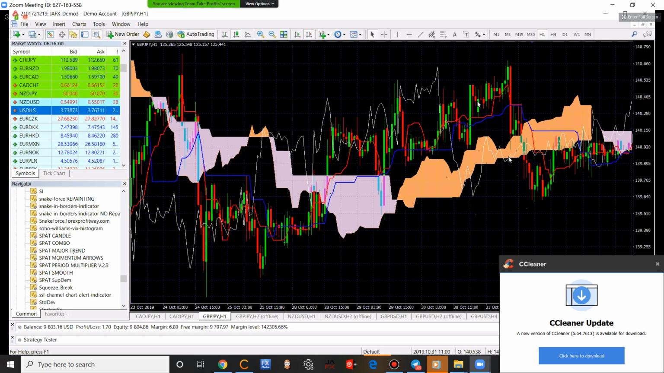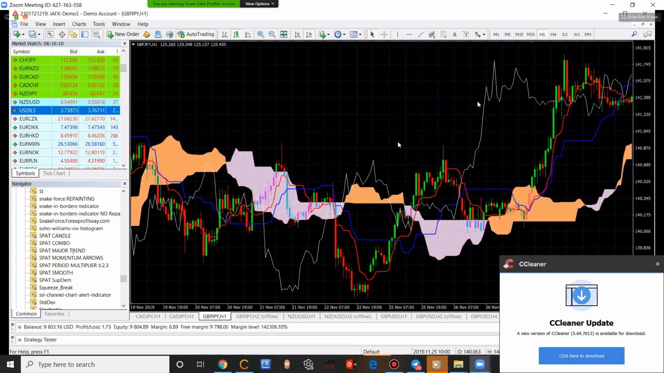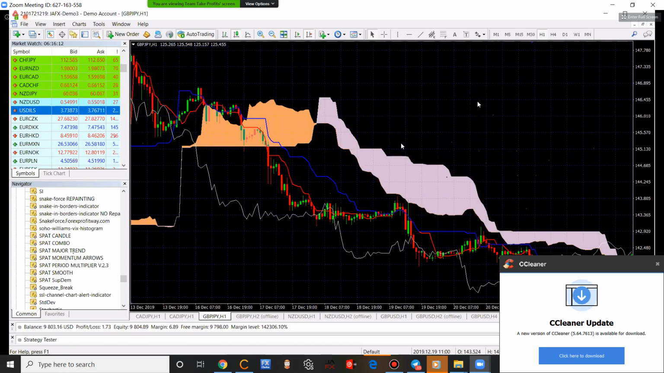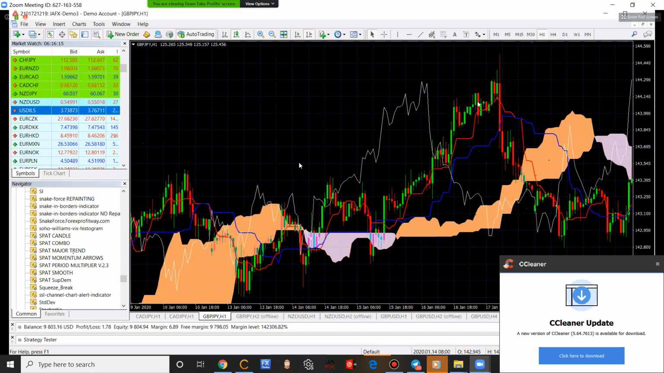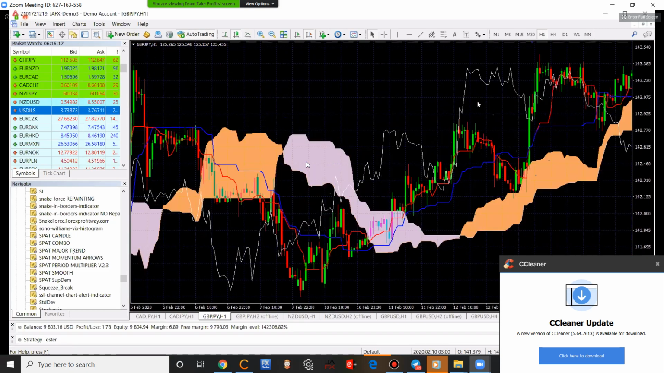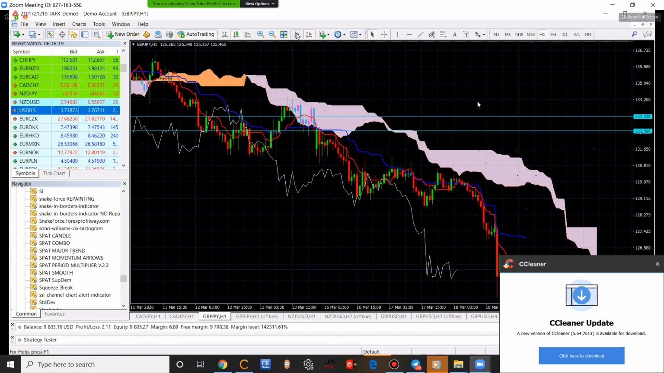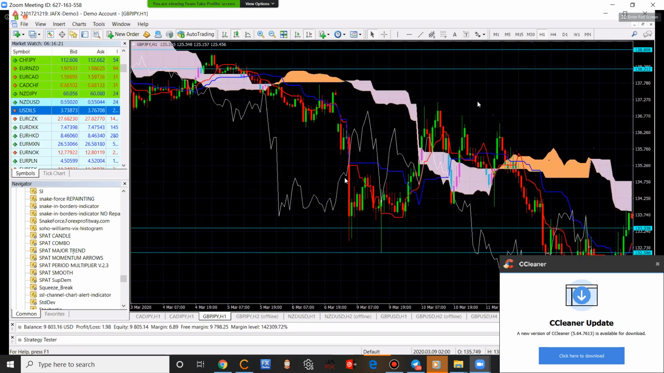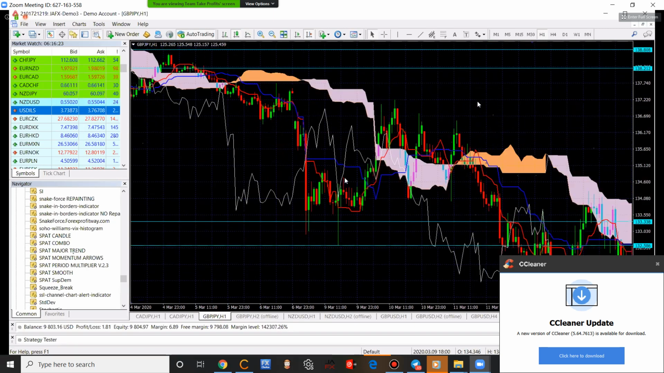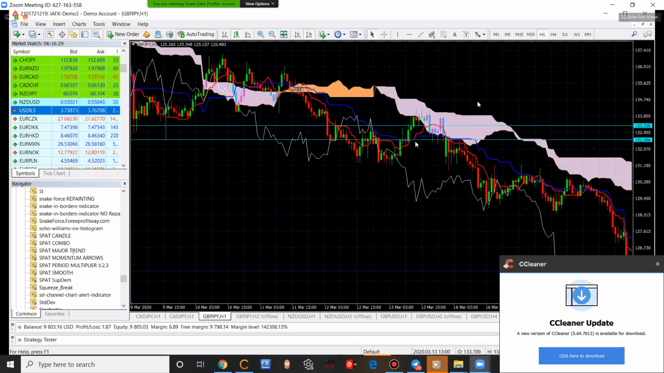Is it easy to trade with the Ichimoku when the volatility is so high? Yeah, you can trade any pair regardless. Ichimoku is good for trending markets. I'm actually trying to improve the Ichimoku's default strategy, basically.